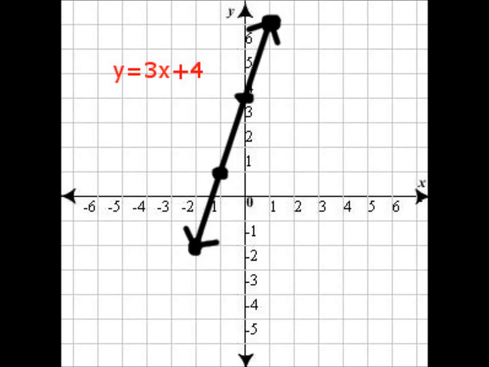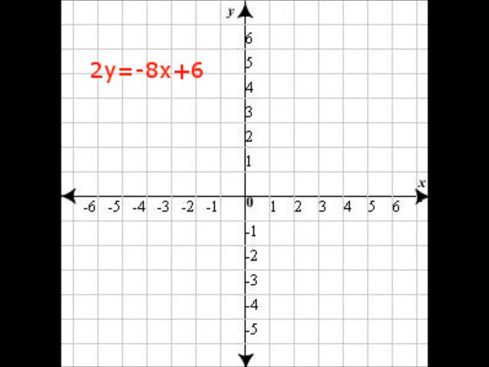And for the last step, after you have plotted a few points, connect the dots to make the line. I would like to try one more example. So going off the steps we learned before, the first thing is to make sure the equation is simplified. This equation is not simplified, so in order to do that, we want to divide the whole equation by 2. So let's do that first before we do anything else.